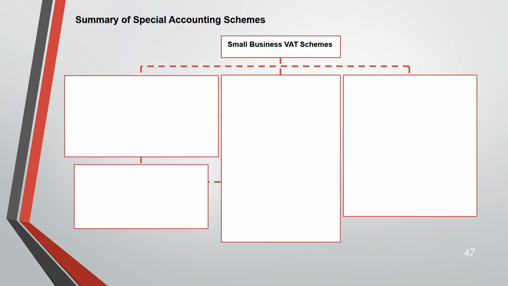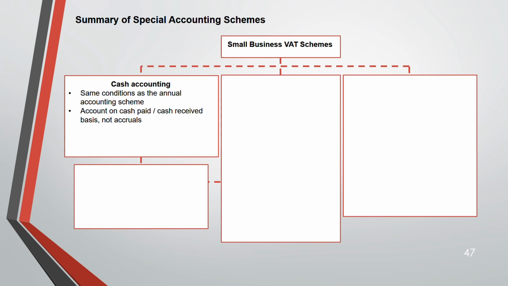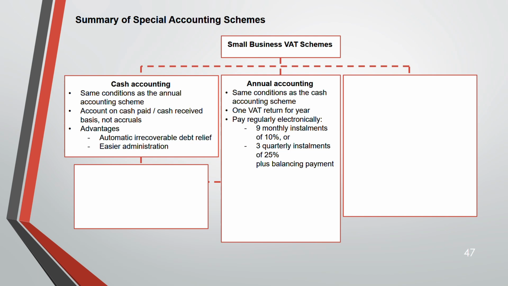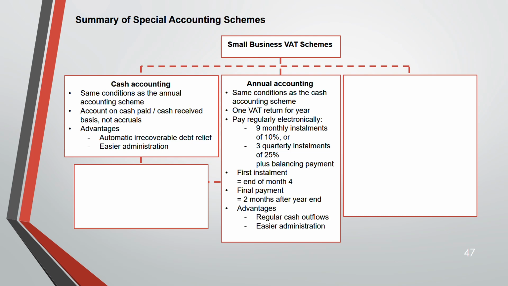Now, summary. Let's summarize the three schemes. Cash accounting: same conditions as annual accounting. Account on cash paid, cash received. Advantages: automatic irrecoverable debt relief, easier administration. Annual accounting: same conditions as cash, only one VAT return for a year, pays electronically, 9 monthly installments of 10% or 3 quarterly installments of 25% plus a balancing payment. First installment at end of month 4, final payment 2 months after the year end. Advantages: regular cash outflows, easy administration.